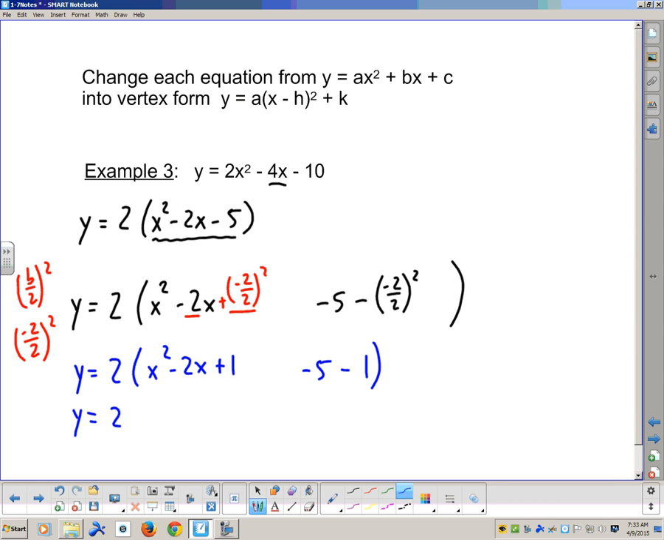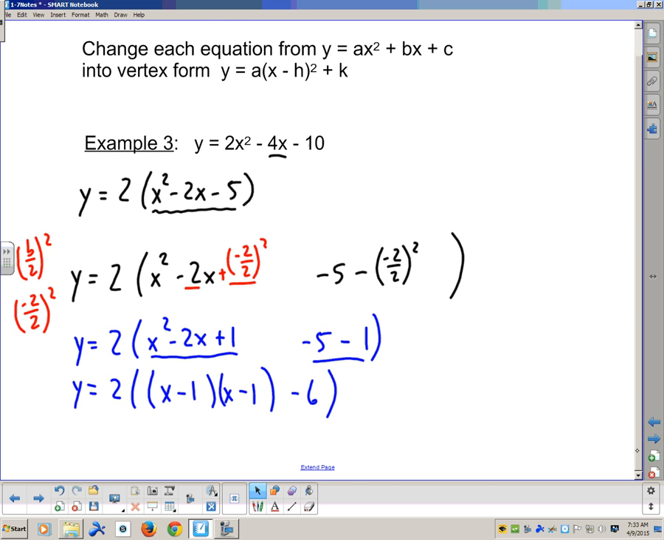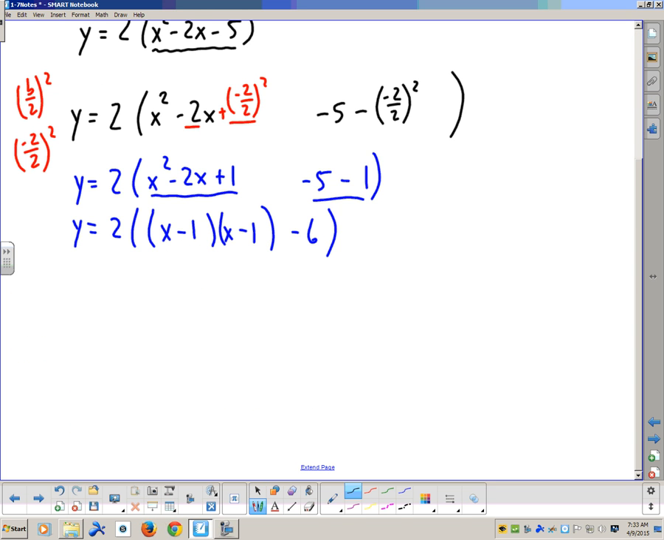So 2, and I'm going to go ahead and factor this in here. X times x gives me x squared. What multiplies to give me a positive 1 and adds to give me a negative 2? It'd be a minus 1 and a minus 1. And then I can clean this up over here, and I get a minus 6. All right, so keep going here. We now have y equals 2 times x minus 1 squared, and we've got this minus 6.